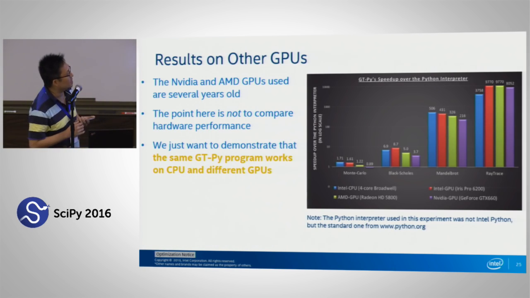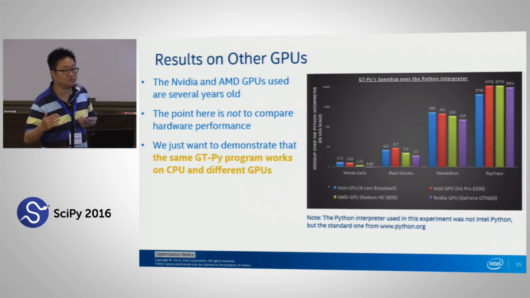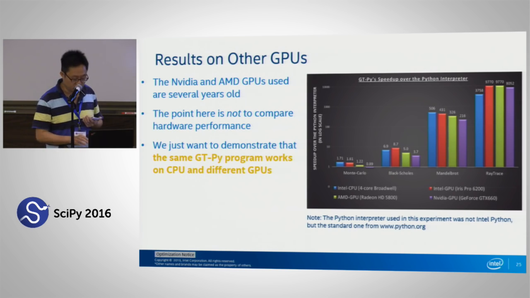I also did some experiments to show you the results on other GPUs. The NVIDIA and AMD GPUs that I have in my lab are pretty old, so hardware-wise, they are not high-performance by today's standard. But I just want to demonstrate that you can use the same GTPy program and run it on different GPUs. That means you write the program once, and then if you get a more powerful CPU or GPU, you just run it, and you get the performance automatically.